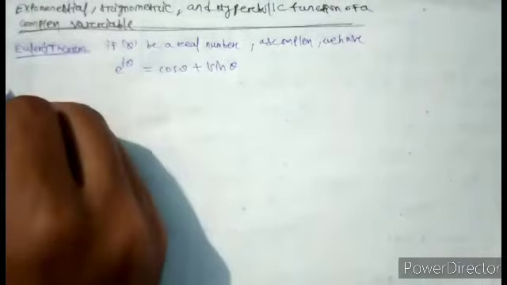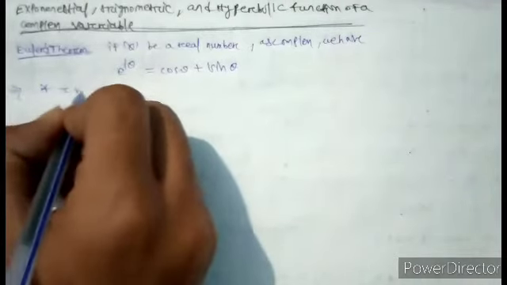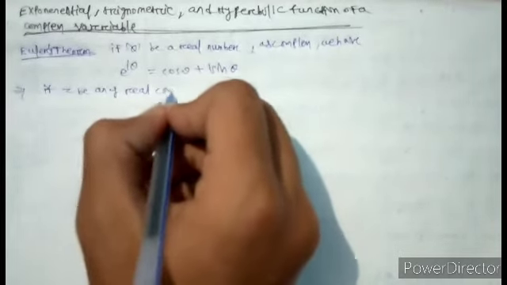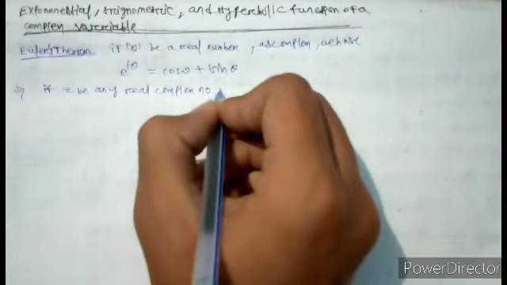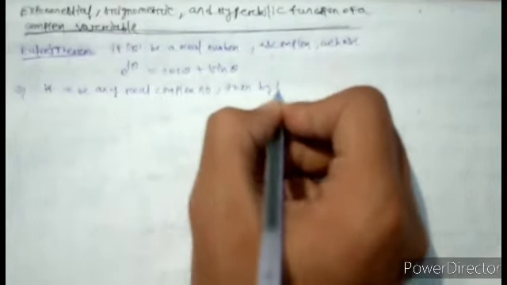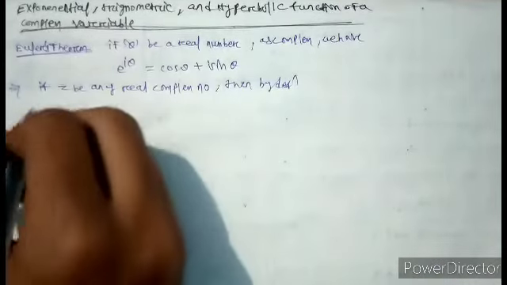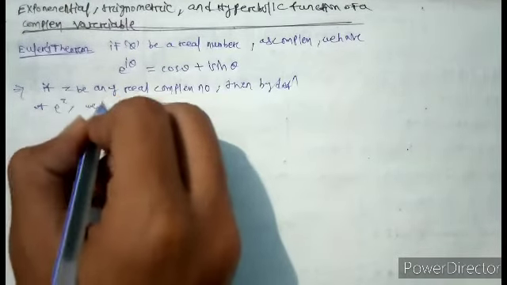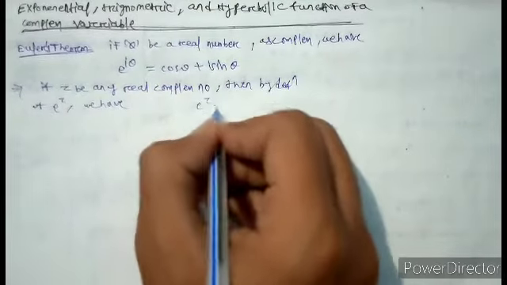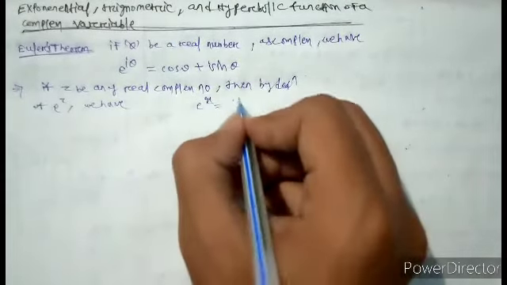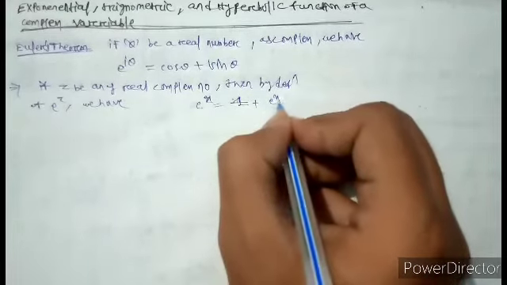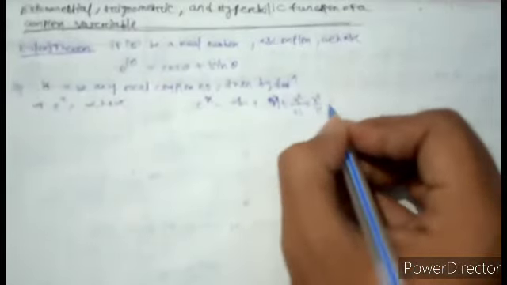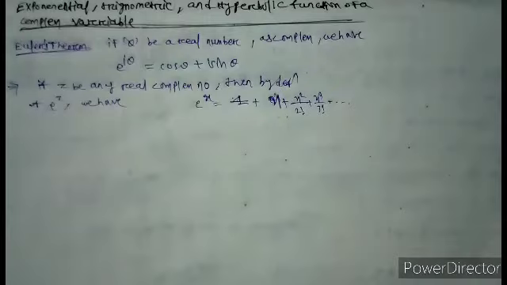Okay, so if z be any real or complex number, then by definition of e to the power z, we know the formula: e to the power x is equal to 1 plus x plus x square upon 2 factorial plus x cube upon 3 factorial plus, and so on. So this is the formula of e to the power x.